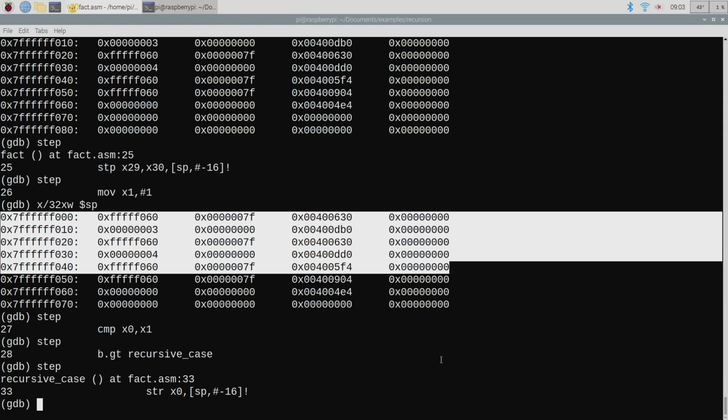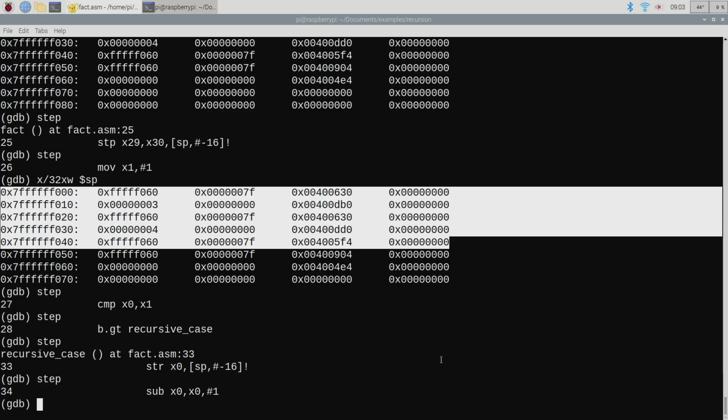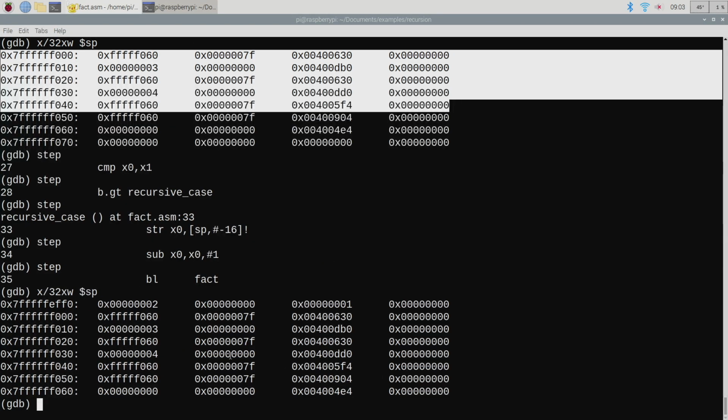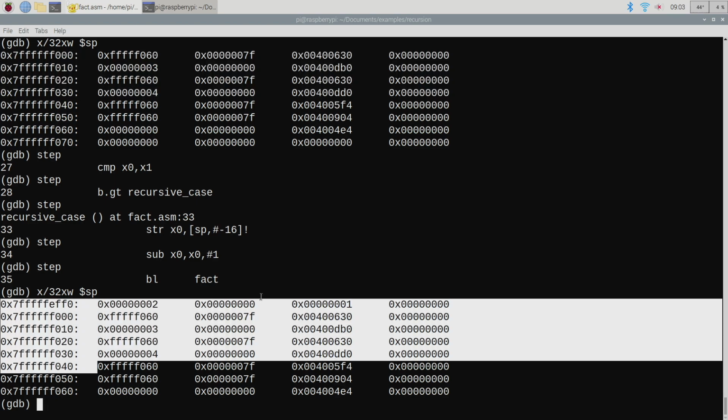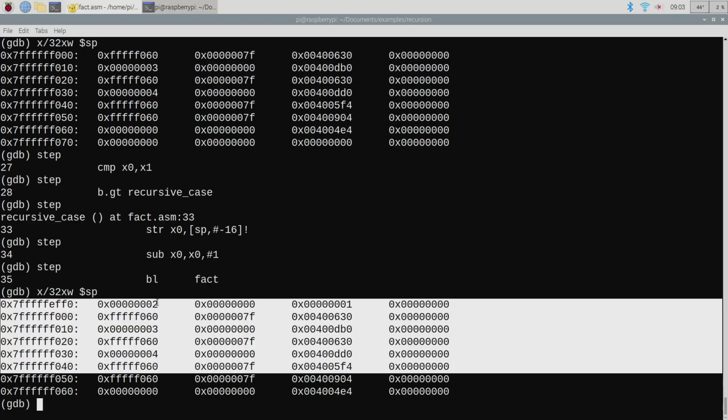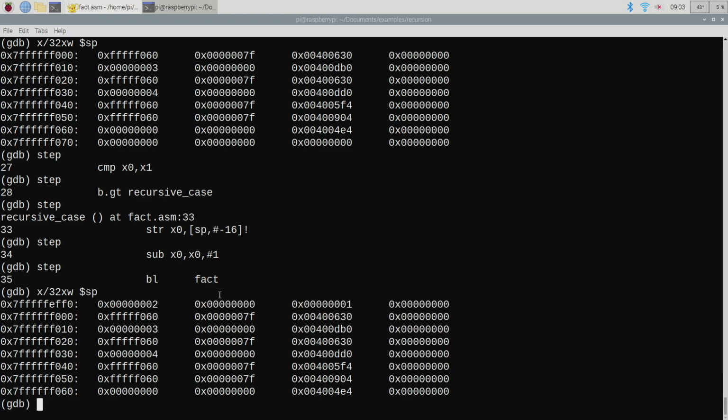Okay, comparison, recursive case, store, branch and link to fact. Let's look at our stack right before that. And now look what we got. Well, I see the number 2 up there. What about you guys? Yeah? Okay. All right, so let's continue.